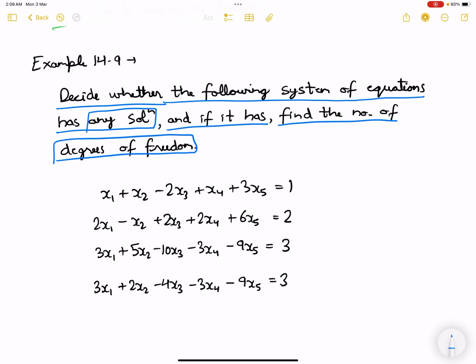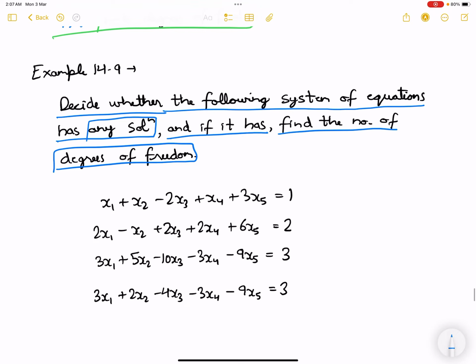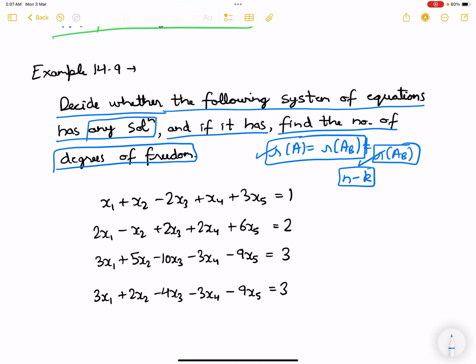freedom. So we know it would have a solution when rank of A equals rank of A augmented B, and that can be any value when both of them are equal, right? Now we'll solve rank of A augmented B, and with this help we'll be able to find the rank of A as well. And if it has, find the number of degrees of freedom. So we know degrees of freedom would be n minus k, where k is the rank.